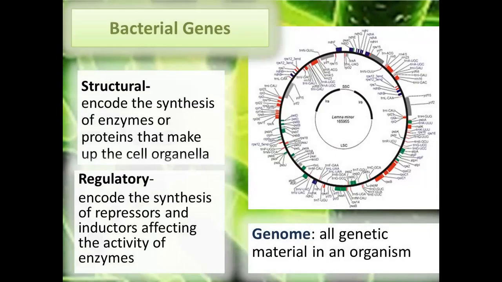Bacterial genes may be structural if they encode the synthesis of enzymes or proteins that make up the cell organelles, and other genes are regulatory. They encode the synthesis of repressors or inductors, which affect the activity of enzymes. It's clear that repressors stop the activity, suppress it, and inductors increase the activity of enzymes.